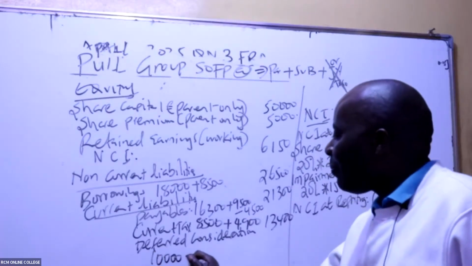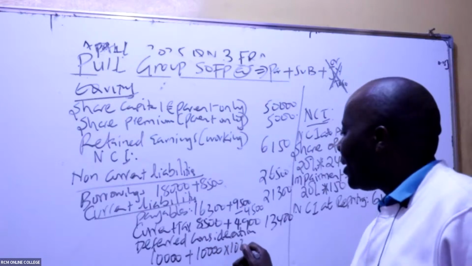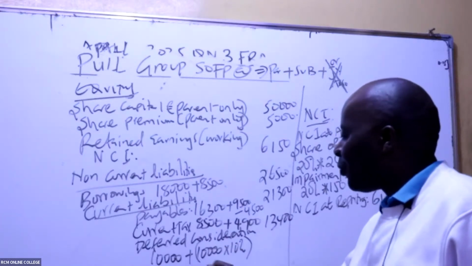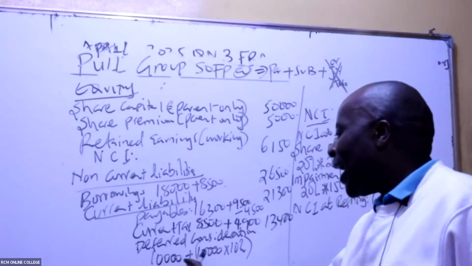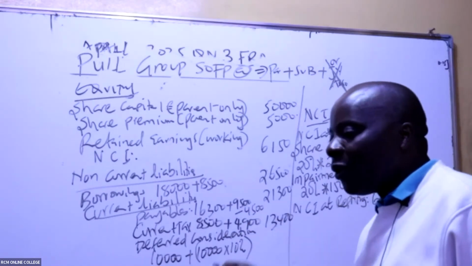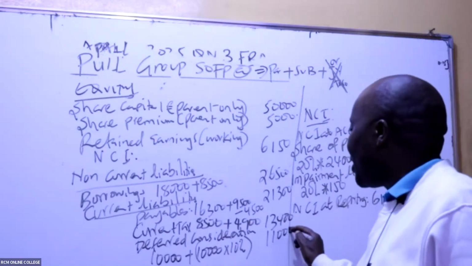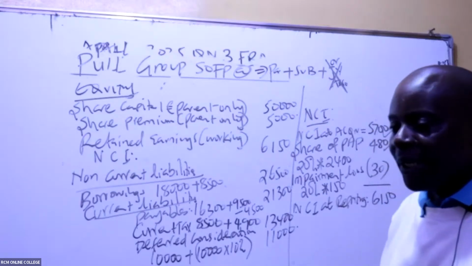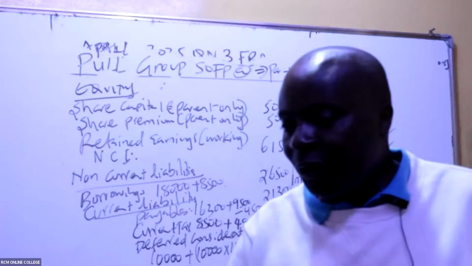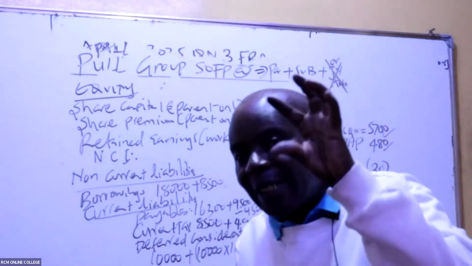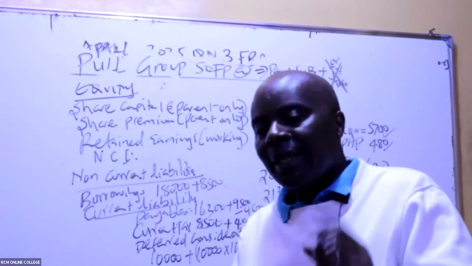So 10,000 plus the interest. The interest is 10,000 times 10%. And remember, we listed this for just 1 year. By the end of the year, the money has not been paid and the interest thereon has not been paid. So this gives us 11,000. Is that okay, ladies and gentlemen? Don't forget that for deferred consideration, you take the present value, 10,000, and then you add the interest on it.